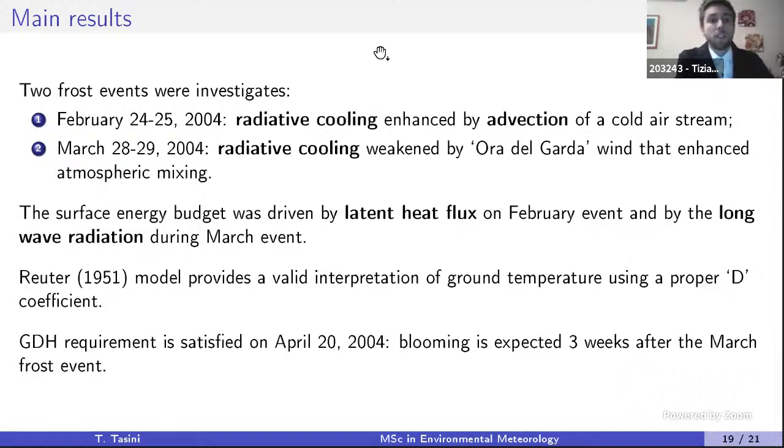Then the main results: the February frost event, when radiative cooling was enhanced by the advection of cold air stream from the north. The March frost event, where radiative cooling was weakened by the Ora del Garda wind that enhanced the atmospheric mixing inside the canopy. The surface energy budget was driven by latent heat flux on the February event due to the presence of dry air and by long wave radiation towards the atmosphere during the March event.